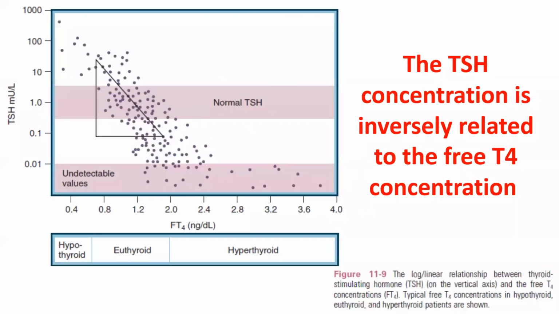Don't forget the relationship between TSH and FT4. The TSH concentration is inversely related to the FT4 concentration. What does it mean? I will mention this in Arabic. أي تغير طفيف في الـ FT4 بيتبعه تغير كبير في الـ TSH. This is very important. Just a minimal change in the FT4 will be reflected in the TSH by a very high change. So if FT4 is mildly elevated, TSH will be suppressed below normal.